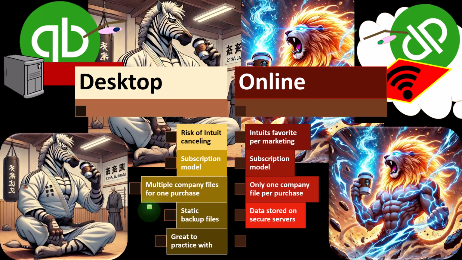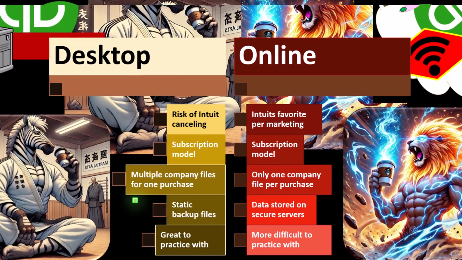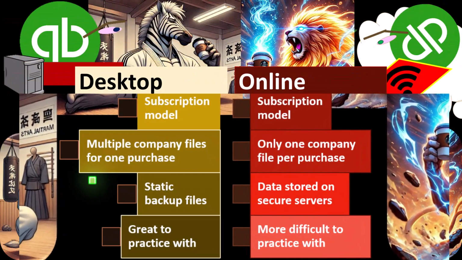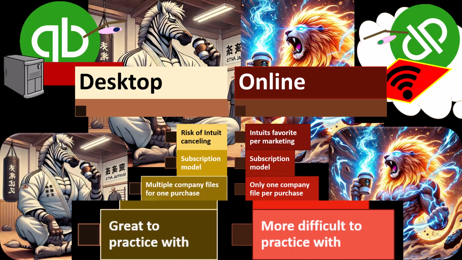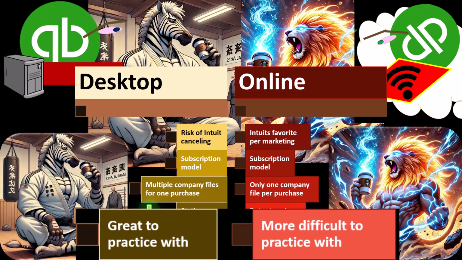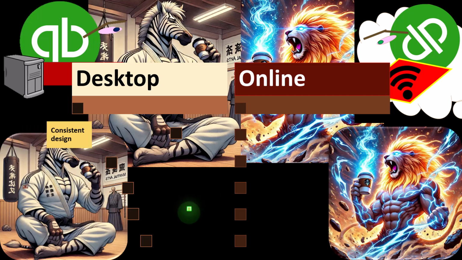All right, great to practice with. So again, the desktop version is a great tool to practice with because you can make multiple company files, because you can make backups, because you can basically save something and then test it out to see what would happen if you did some crazy thing in the system and then restore it if it messes up. Again, you can't really do that with the online version.